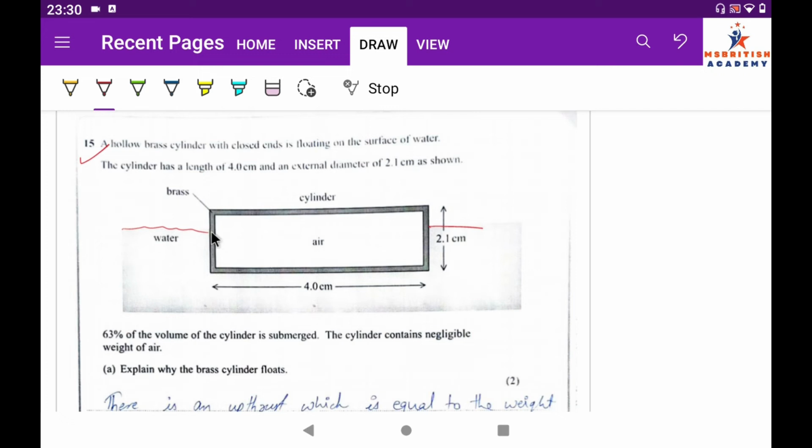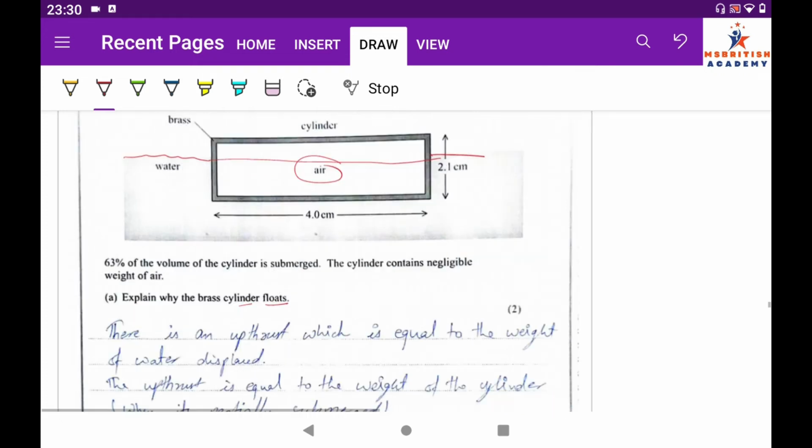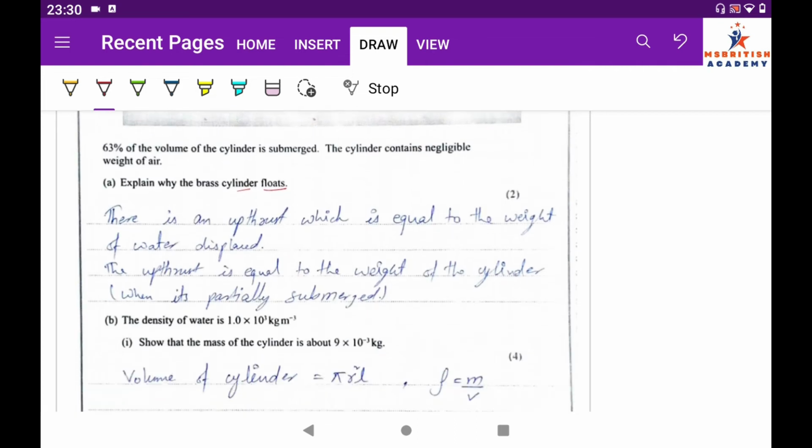meaning this much is submerged, this part is in the water, and the cylinder contains negligible weight of air. The air trapped inside the cylinder has no weight. Explain why the brass cylinder floats. Why will it float? Okay, we need to tell the reason why.